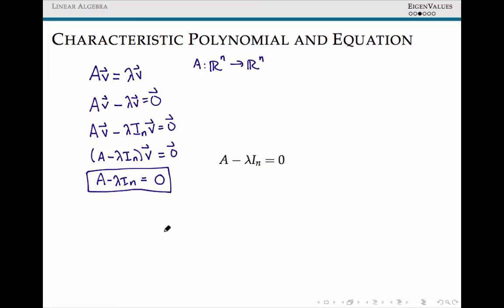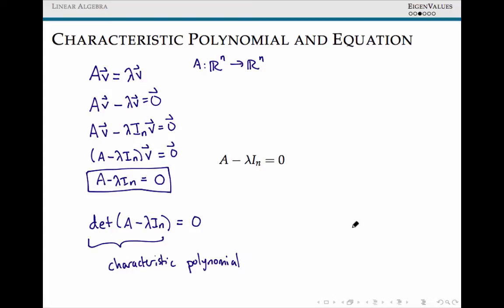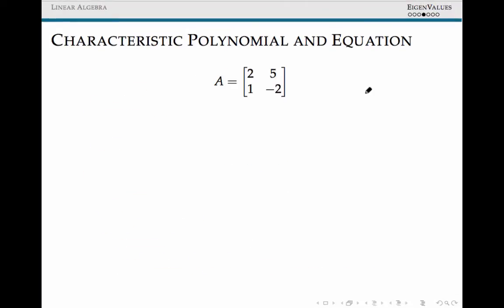The way we'll go about actually computing what these lambda should be is, instead of trying to solve an equation like this in particular, we're going to calculate the determinant of A minus lambda I_n. Since the determinant on the left should equal the determinant on the right, and the determinant of the zero matrix is just zero, we'll be able to use this, which is called the characteristic polynomial, to actually solve for our lambda. Once we have a lambda in hand, we'll be able to go back and use this to identify what our eigenvector is. Let's actually compute an example of this.